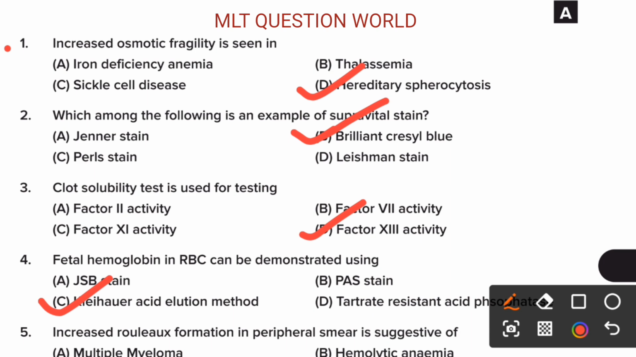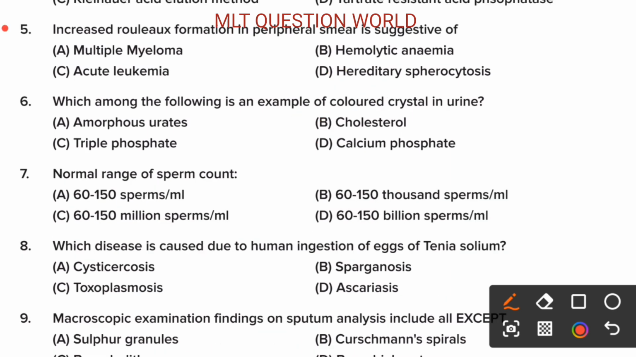Next one. Increased rouleaux formation in peripheral smear is suggestive of option A, multiple myeloma, option B, hemolytic anemia, option C, acute leukemia, option D, hereditary spherocytosis. The right answer is option A, multiple myeloma. Next question. Which among the following is an example of colored crystal in urine? Amorphous urates, cholesterol, triple phosphate, calcium phosphate. The right answer is option A, amorphous urates.